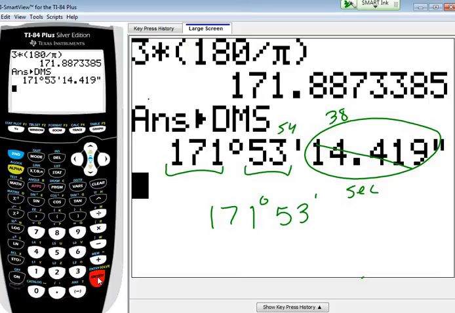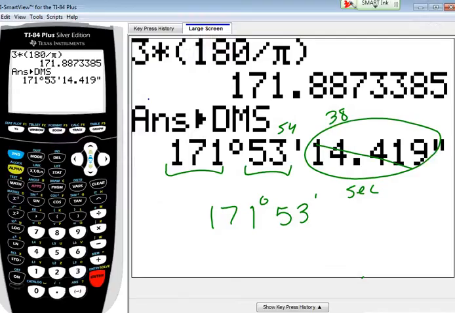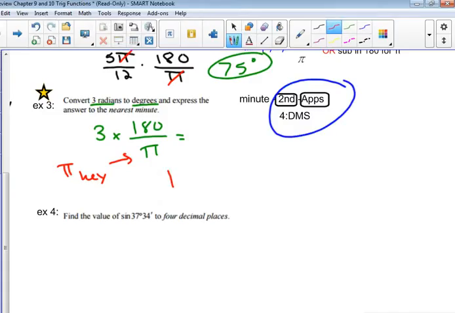How is that? When they say to the nearest minute, they're assuming it's not the whole thing, but the minute part. Like if they say something to the nearest tenth, you don't ignore everything else that's in front of you. So one, there's 171.